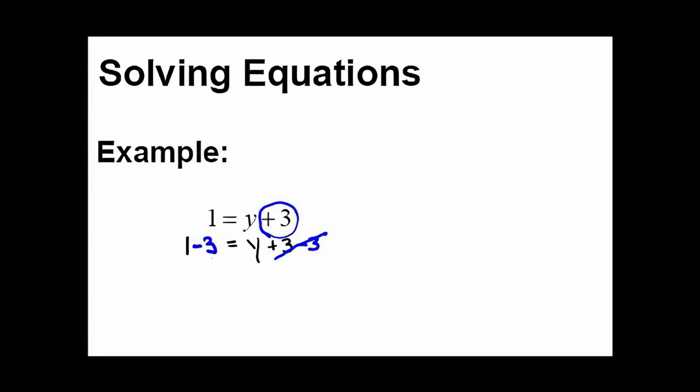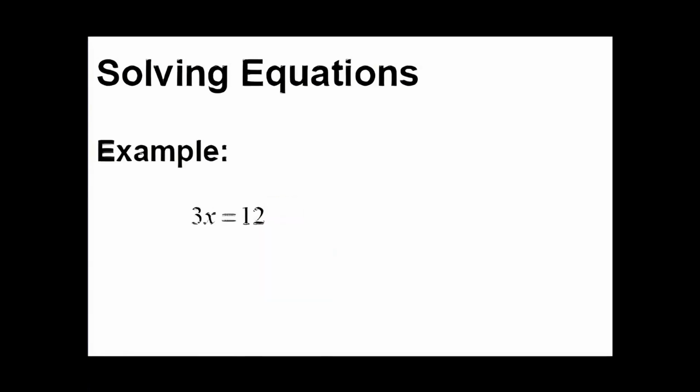On the left-hand side, watch your signs. These are different signs. Subtract, sign of the larger, equals straight down, and keep your y. Negative 2 equals y. Your y is isolated. That was our goal. For our next example, 3x equals 12.